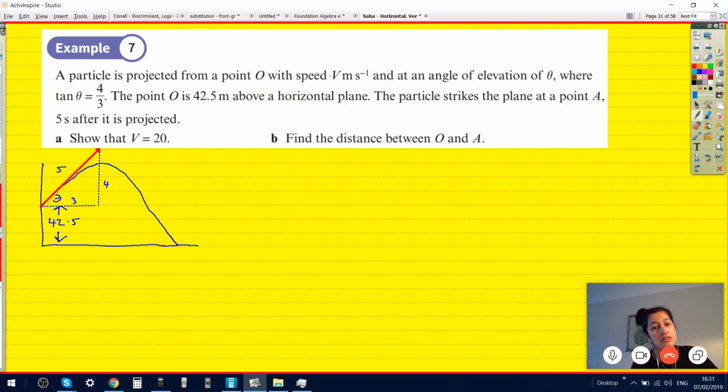V is 20, the initial velocity, so U technically is 20. How do we figure that out? U we don't know, s we don't know. V is 0, so is this in relation to the maximum? I reckon so. So v is 0, a is minus 9.8 and t is 5.